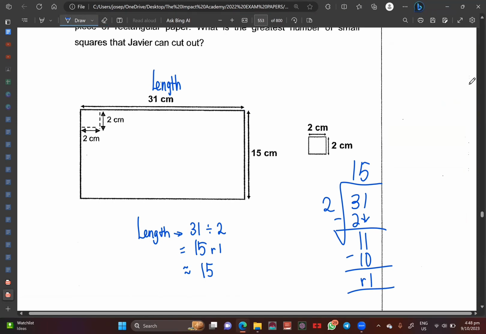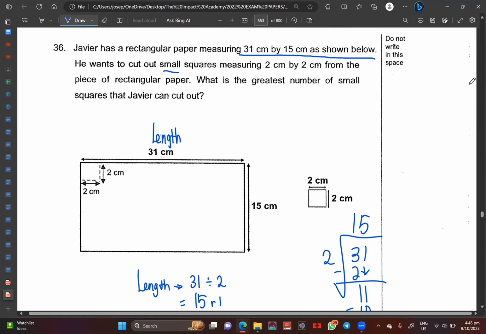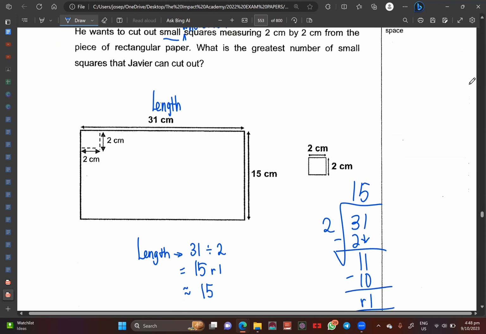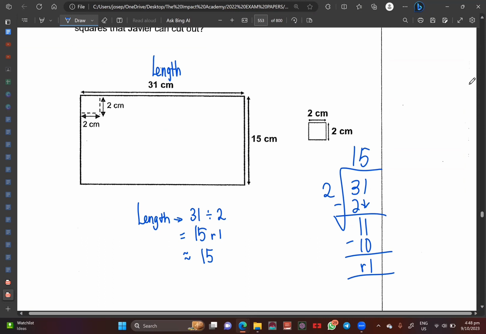But what I want is a full square. Some of my students say, Teacher Joseph, Javier wants what? 15 what? Small whole square or full square. Am I making sense here? You know what's a full square? Cannot be half one. You understand what I'm saying? So that's the reason why I round down. So that means I can put 15 small squares on the length. Am I making sense here?